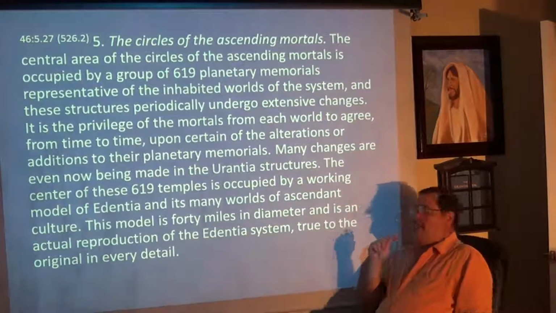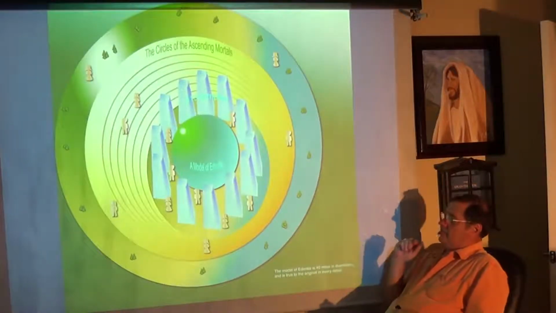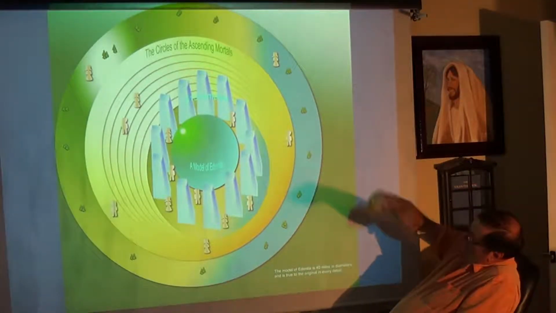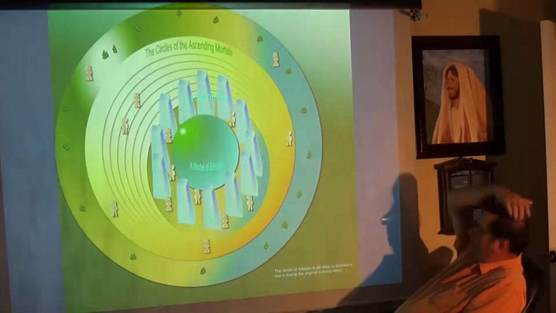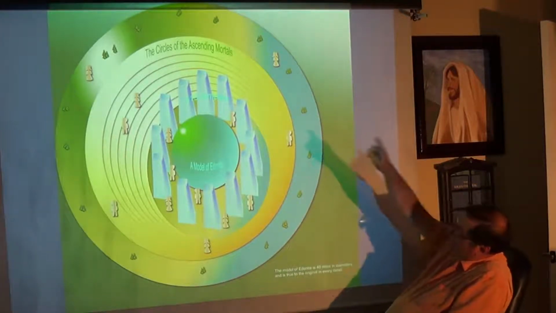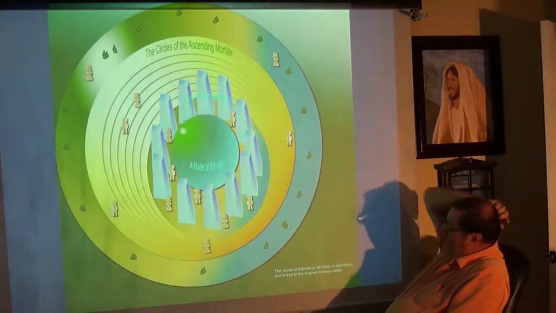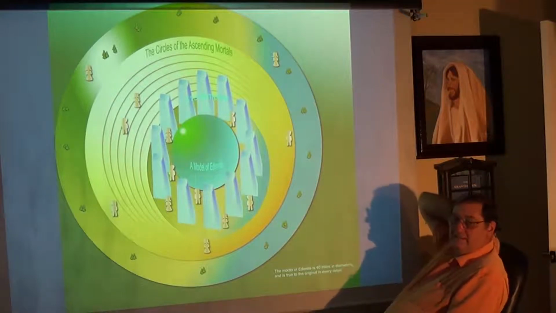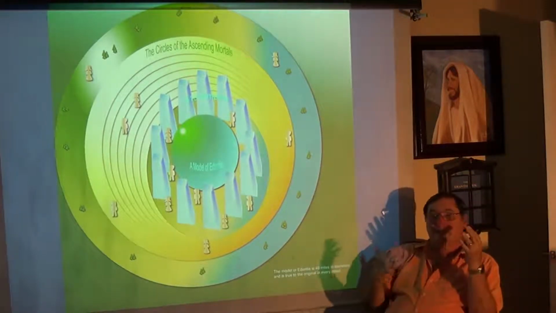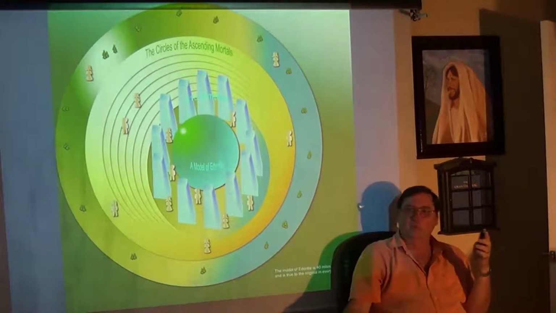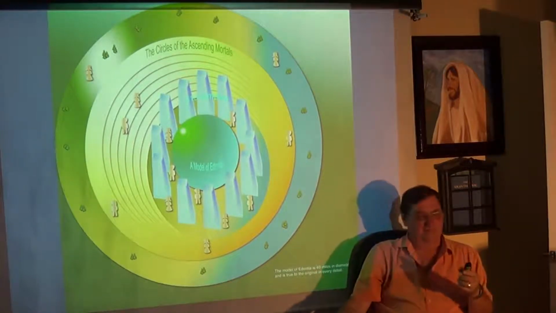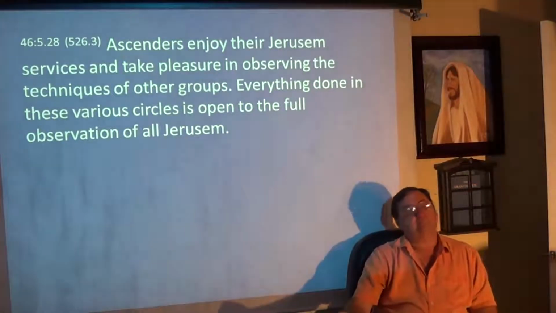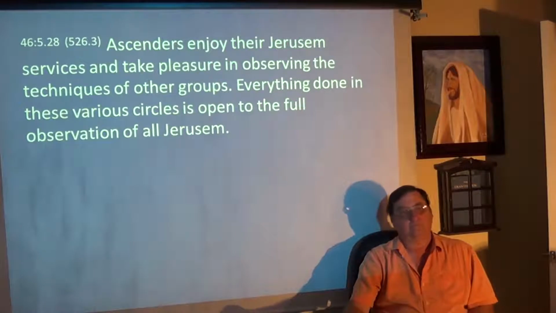The other thing is, this is the circles of ascending mortals, and this is us walking around the circles of the ascending mortals. All 619 planets have a memorial in this area. And we get to go in and make suggestions on what they need to do to improve it, to make it more like our real home. So I think that's kind of neat.